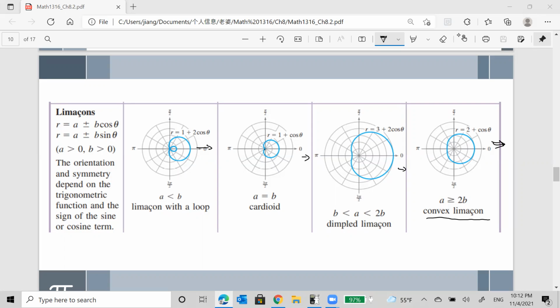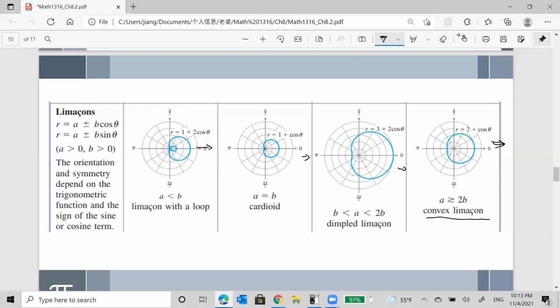And then if you don't push that hard, make the A greater than B, so we get a dimple. So this point is going to the left-hand side. Before the cardioid, the heart shape, this point going to here makes a dimple. If A is a lot greater than B, that means we have a convex limaçon, so there's no dent here.